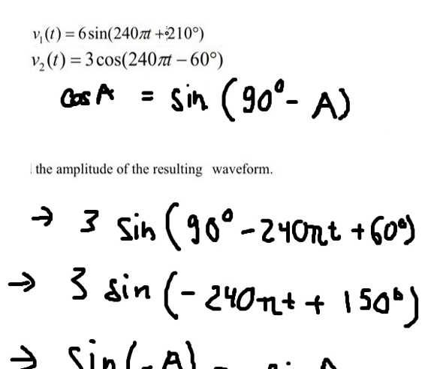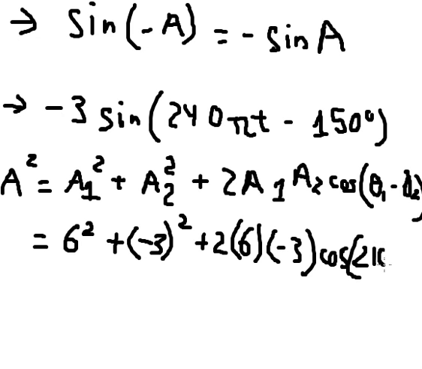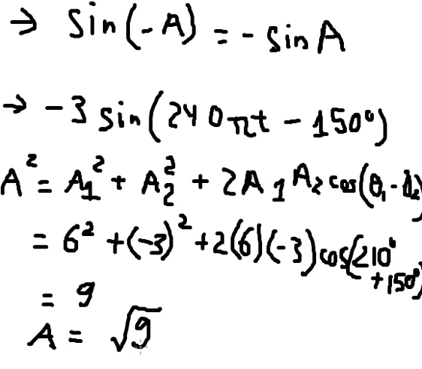Theta 1, that is this one, 210 degrees minus this one. So negative and negative, you have positive 150 degrees. So we calculate these numbers, and we have 9. So A in here is the square root of 9, which equals 3. And that is the final answer. This is the end. Thank you for watching.